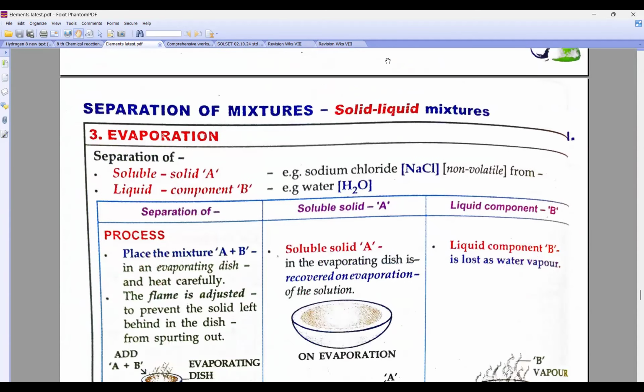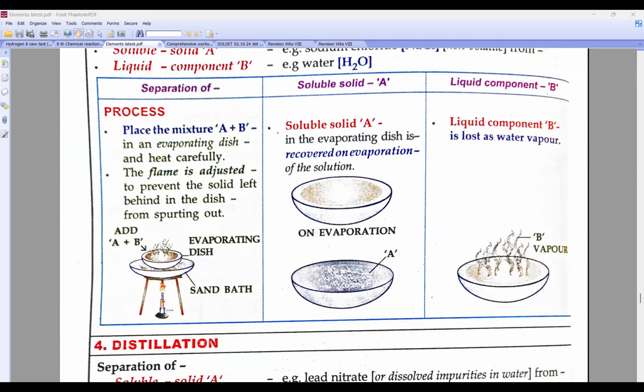इवापरेशन में क्या किया, बोलो बेटा? What we did? Salt and water लिया। यहाँ पे NaCl and water लिया। फिर इसको इवापरेट करेंगे। इवापरेट करेंगे तो क्या हो जाएगा? What will happen? Okay, so what will happen here? Tell me. Here what will remain? Salt. And what has been evaporated? Water. Are you getting it? Clear?